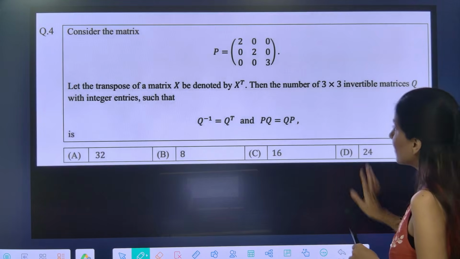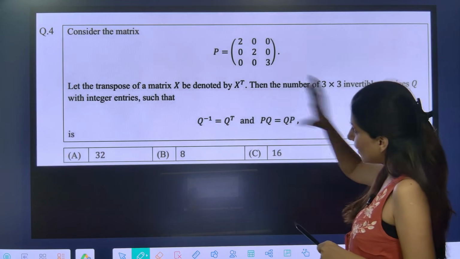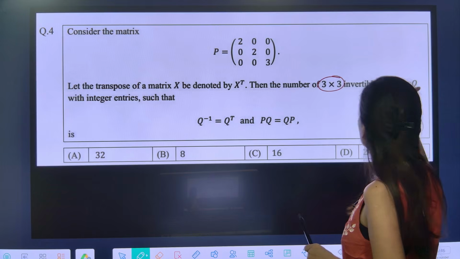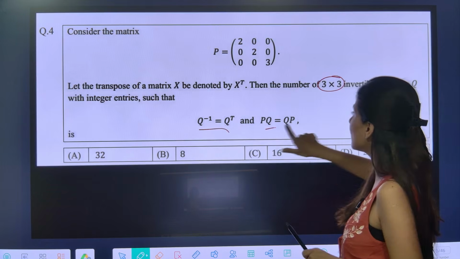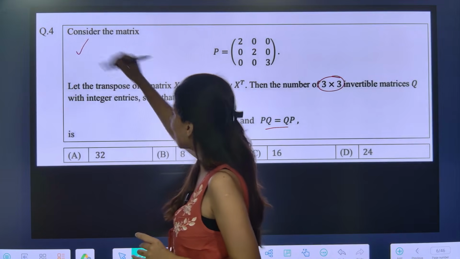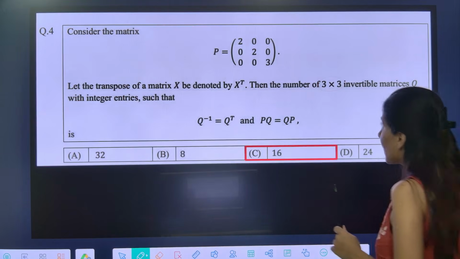Okay, next question is matrix type. So I think this question looks doable, but still, the number of 3 cross 3 invertible matrices such that this is true. Okay, so again permutation and combination is there. So I think I am going to keep it for the second round, but again not the priority.